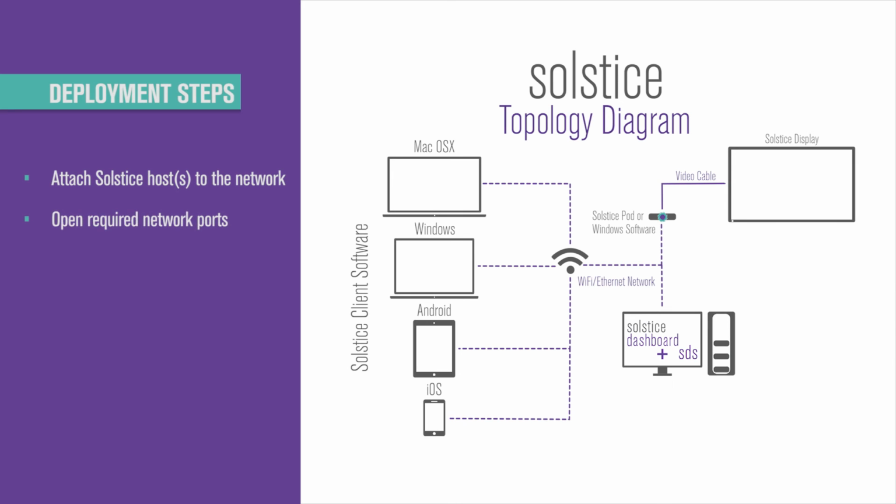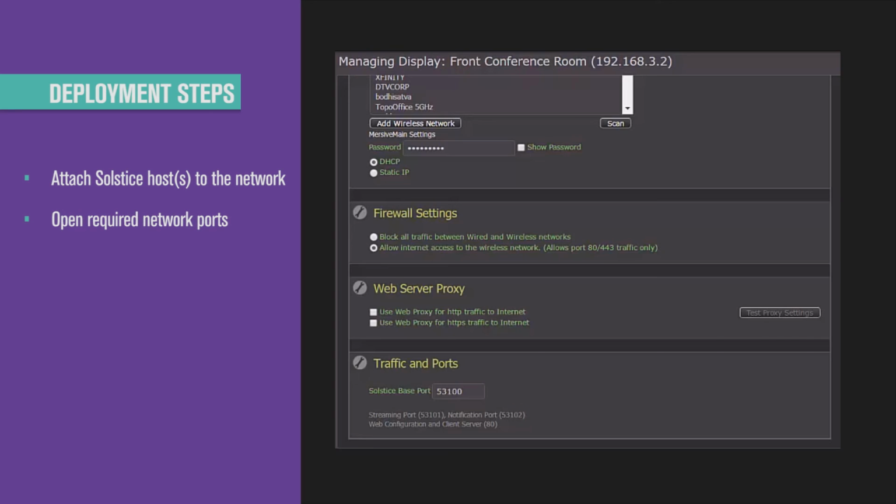Second, ensure the required network ports are opened. Solstice traffic must be allowed on the network, which means certain network ports must be opened. The default Solstice base ports are 53100 through 53102. However, these can be changed if needed.